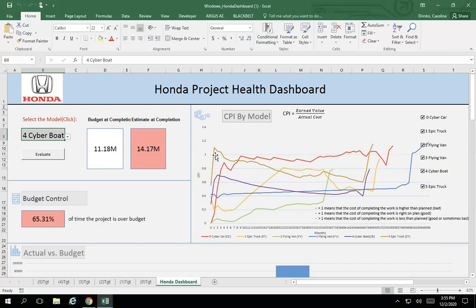However, if that line is below 1, which a lot of these are, that tells us that the cost of completing the work is greater than was planned, which tells us that that project's over budget. That's a little less healthy than we would like. However, if that line is too far above 1, a little bit above 1 is okay, but if it's too far above 1, that tells us that that budget might be a little bit unrealistic and might not have been made well.